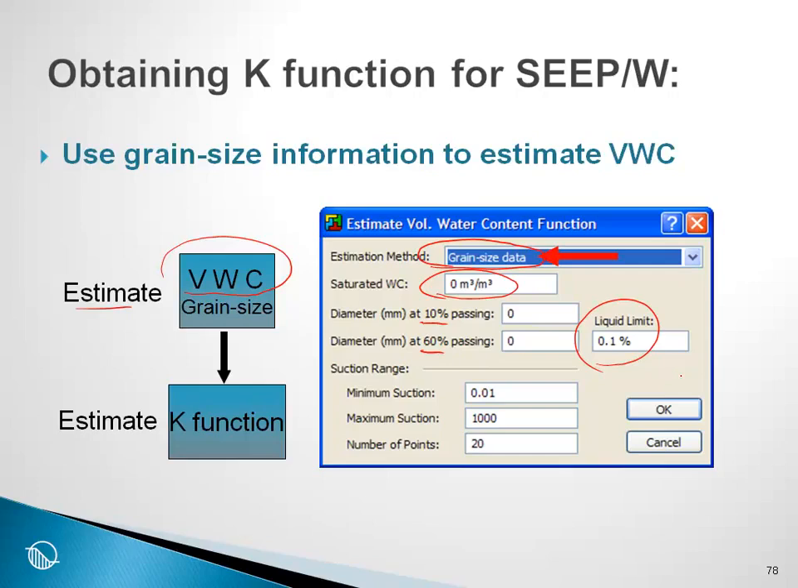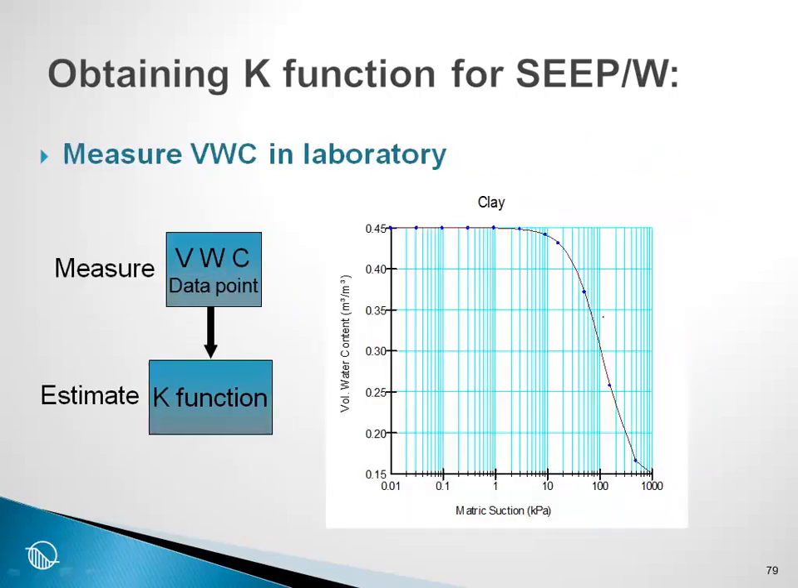Now, I would say that the estimation of the volumetric water content function from grain size only works well for fine sands or silty sands. It does not work well for clayey soils and should not be used for clayey soils for that reason.